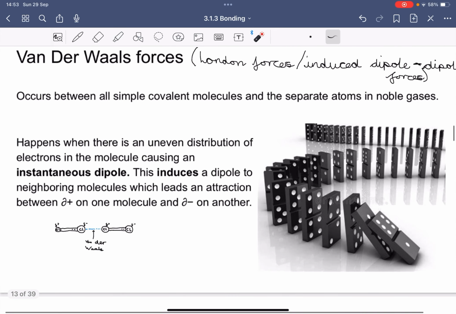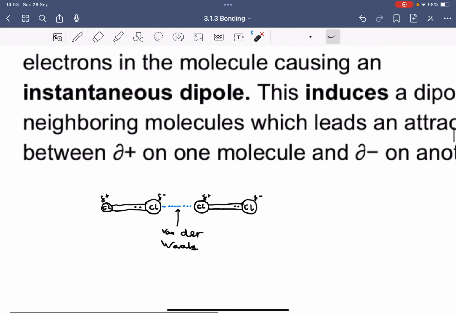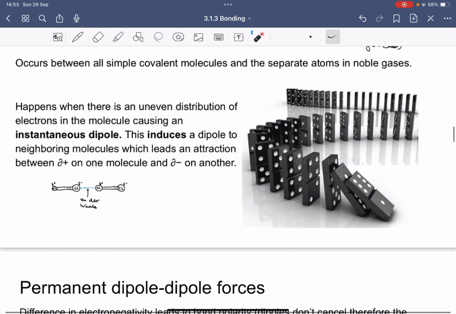Okay, I've also left a picture of dominoes in this slide. And the reason for that is that if we think back to our diagram, this molecule over here gained a dipole, right? And because of that, this one gained a dipole, and that's going to cause a dipole on the molecules next to it, okay? So one of it causes another one to have a dipole, and so on, okay? And that's kind of similar to dominoes, how if one falls, then the next one falls, and then the next one, and it keeps causing a chain, okay?